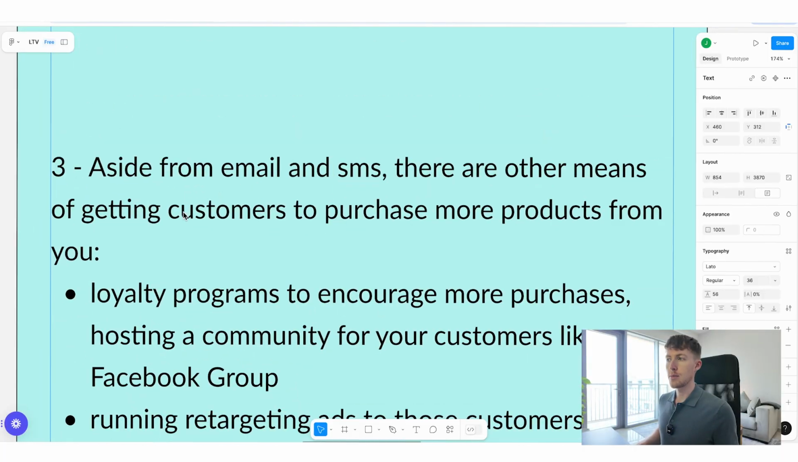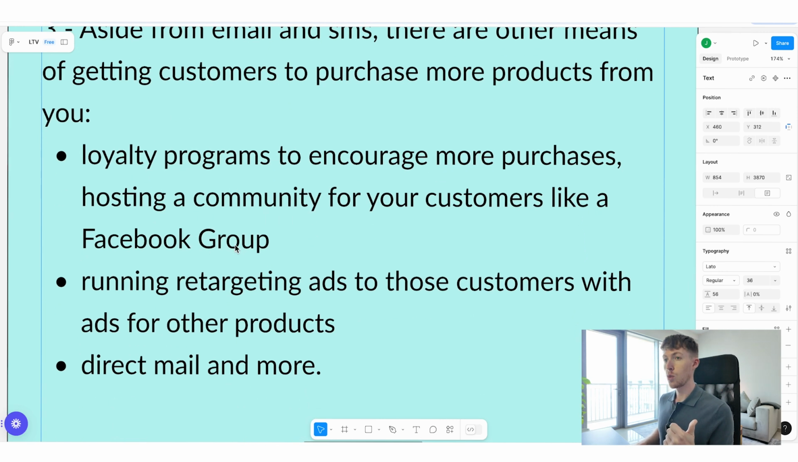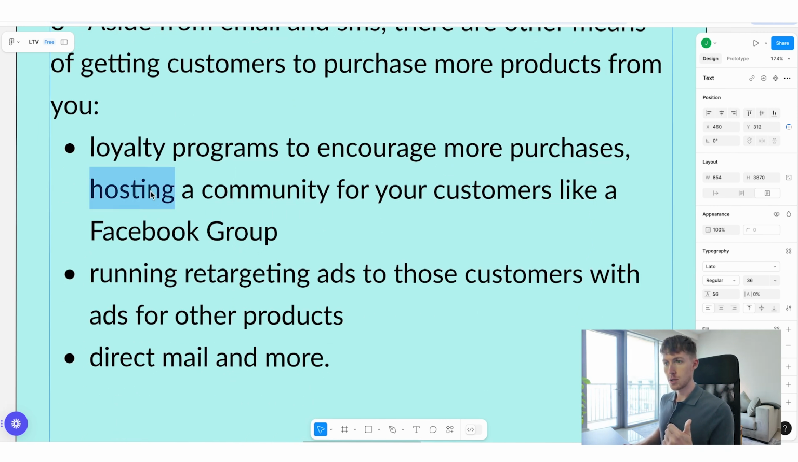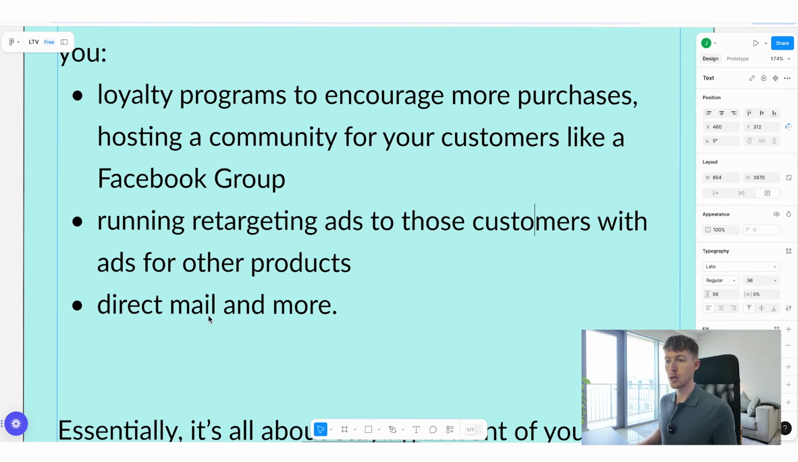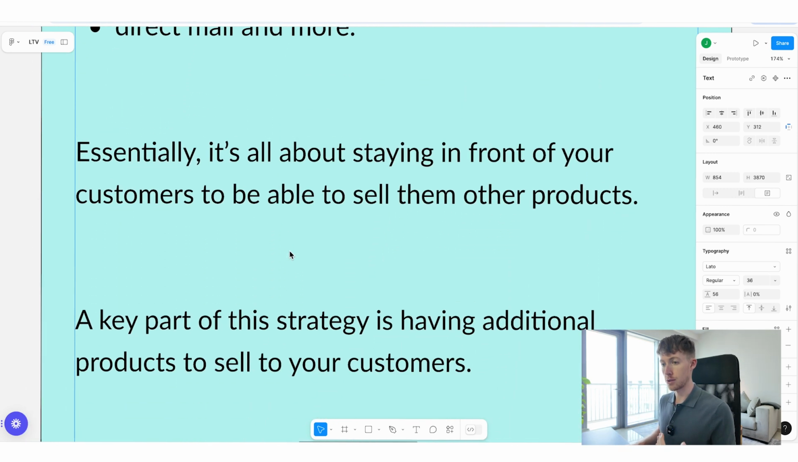So aside from email and SMS, there are other means of getting customers to purchase more products from you. Loyalty programs to encourage more purchases, hosting a community for your customers like a Facebook group, running retargeting ads to those customers with ads for other products, direct mail, and more, right? These are just some other ways that you can do this. And essentially, it's all about staying in front of your customers to be able to sell them other products.